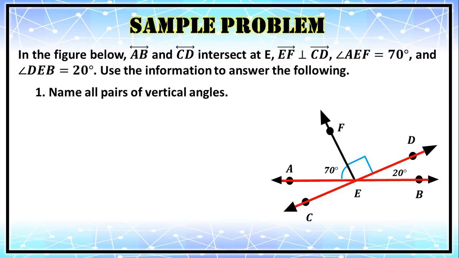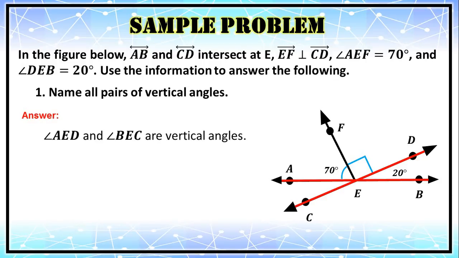So the angles that form vertical angles are angle AED and BEC, since they are opposite to each other. Also, angle AEC and BED are vertical angles since they are opposite to each other. So that is the pair of vertical angles.